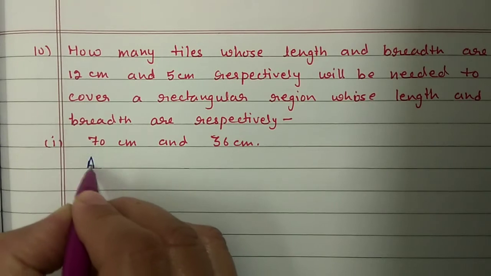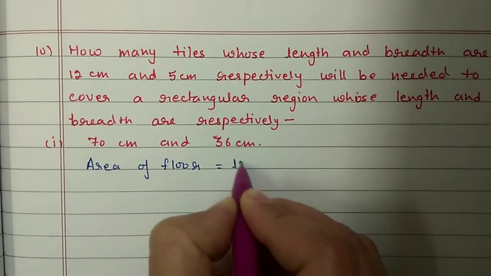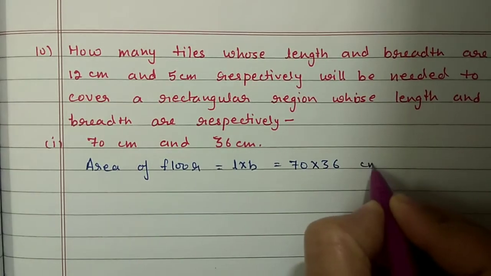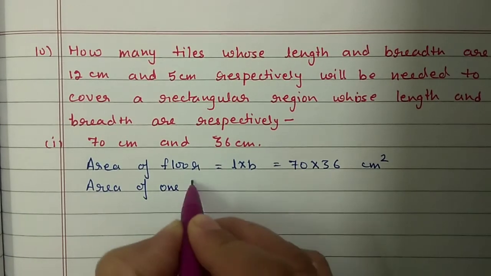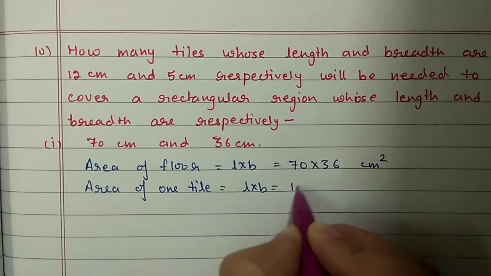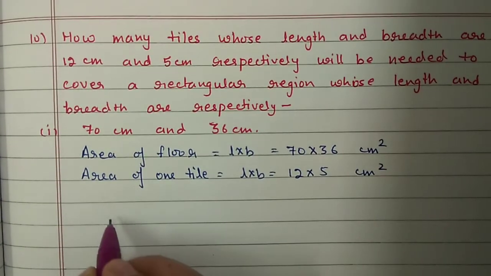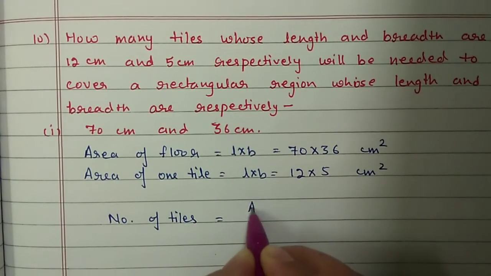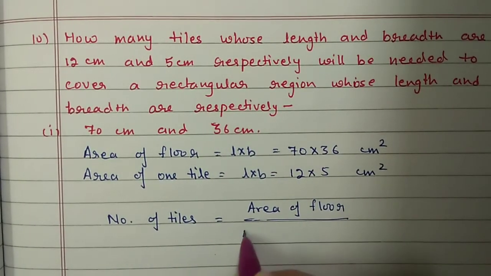So area of floor is equal to length into breadth because it is in the shape of rectangle, 70 into 36 centimeter square, and area of one tile is equal to again length into breadth, which is 12 into 5 centimeter square. Now we have to find out the number of tiles. Number of tiles is equal to area of floor divided by area of one tile.